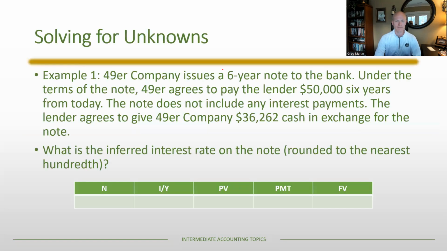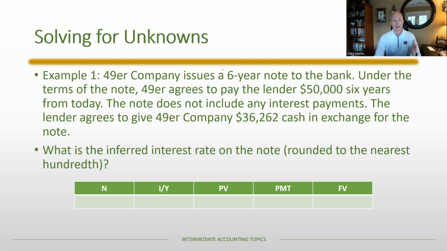So let's jump right in. 49er Company issues a 6-year note to the bank. Under the terms of the note, 49er agrees to pay the lender $50,000 6 years from today. The note does not include any interest payments. The lender agrees to give 49er Company $36,262 in exchange for the note. So given that, what is the inferred interest rate?